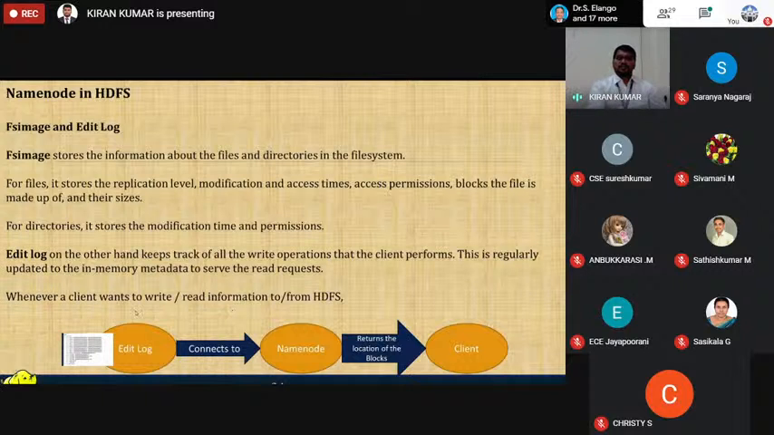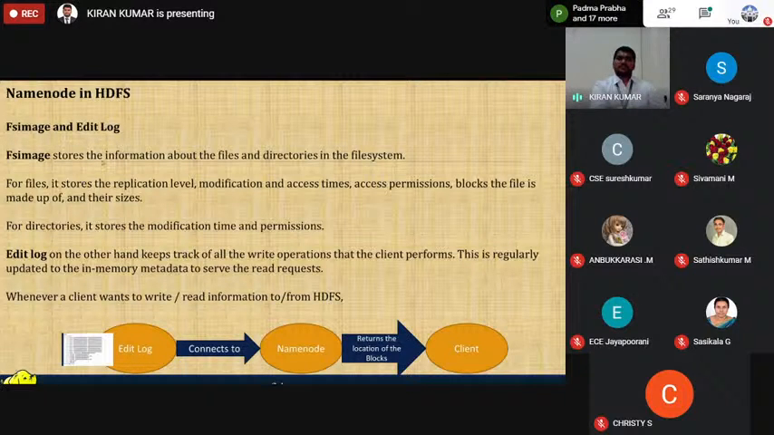So you can see here, the name node has all those instructions, and along with that, it has two files. One is the fs image and the other is the edit log. A name node is a node which has these two files. Okay, let us try to understand what the use of these two files is.